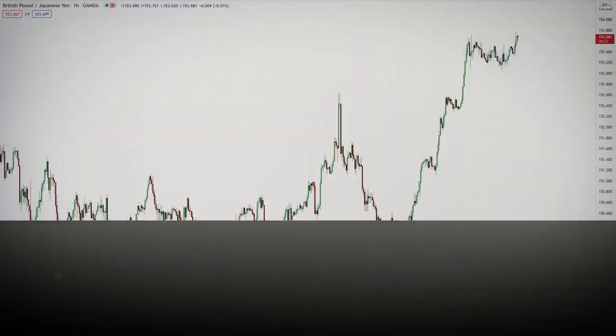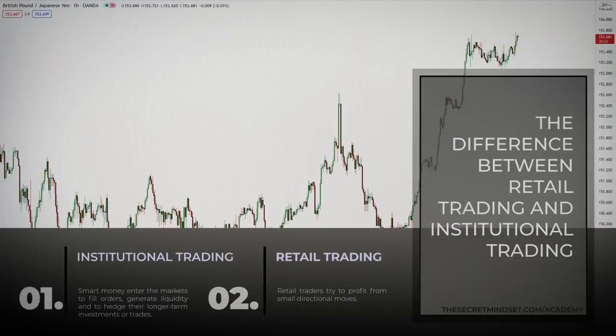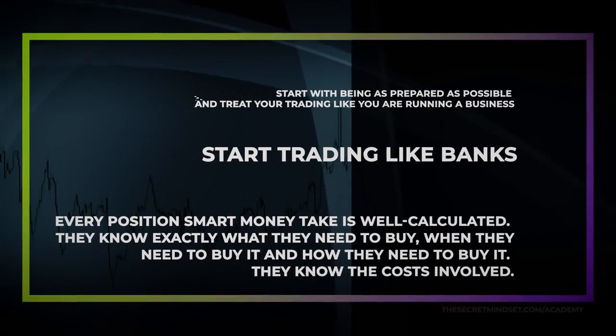Smart money enter the markets to fill orders, generate liquidity, and to hedge their longer-term investments or trades. This is not how us retail traders trade. This is the difference between retail trading and institutional trading. We try to profit from small, directional moves. So how to start trading like banks?